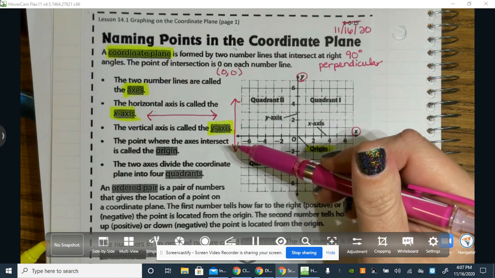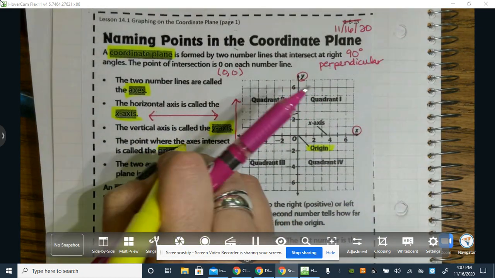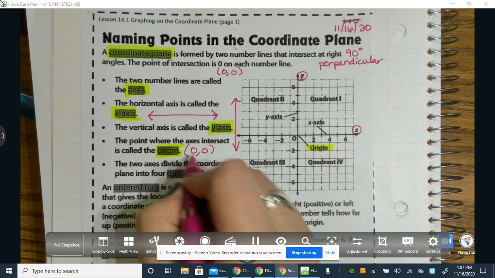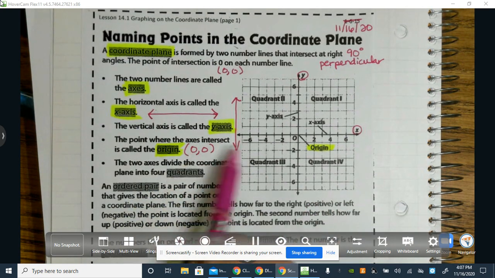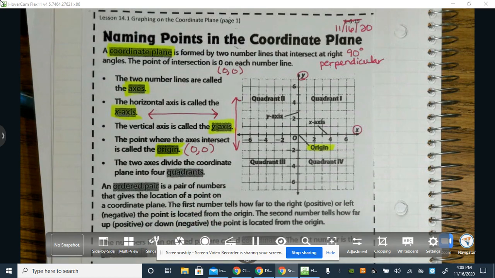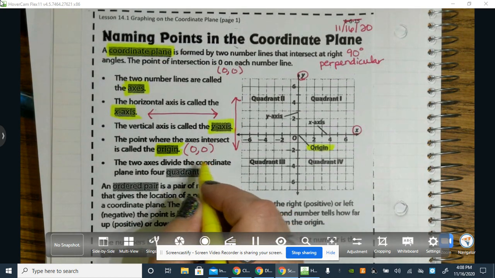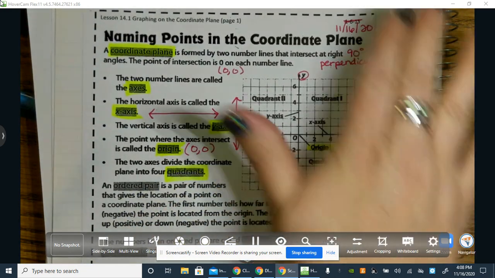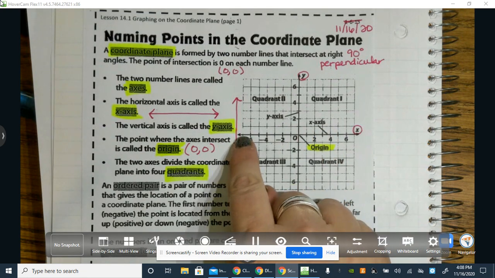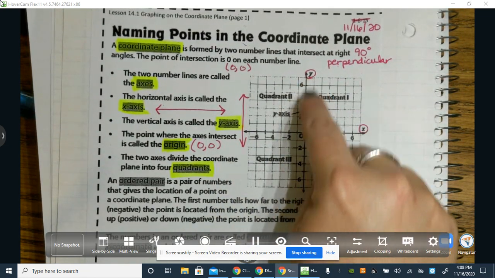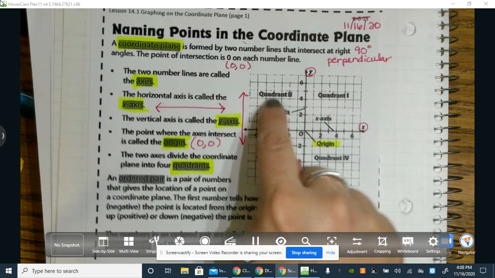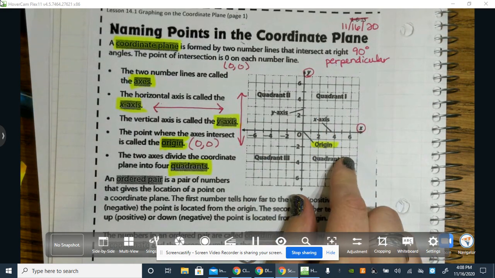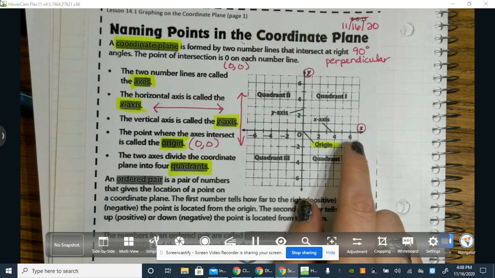Now, the point where they intersect is called the origin, and the coordinates on that is 0, 0, because it's at 0 on the x, and 0 on the y. Then the 2 axes are divided into coordinate planes that form 4 quadrants, okay? Just like if this was a map of the world, if you think of the x-axis like the equator and the y-axis as the prime meridian, it divides the world into 4 sections. And our coordinate plane is also divided into 4 sections.